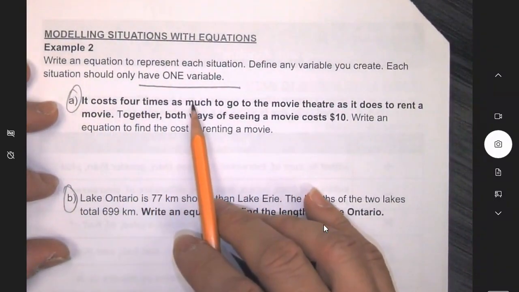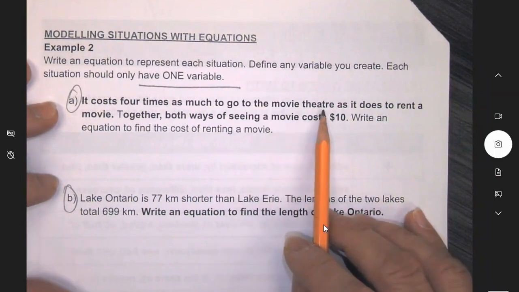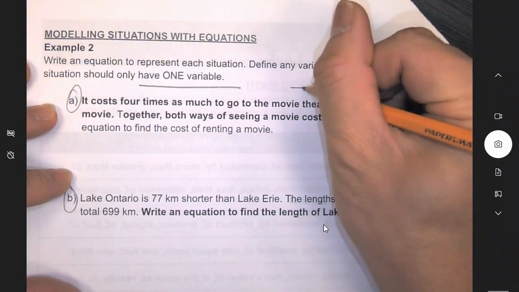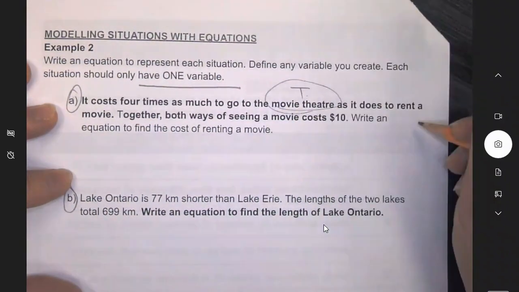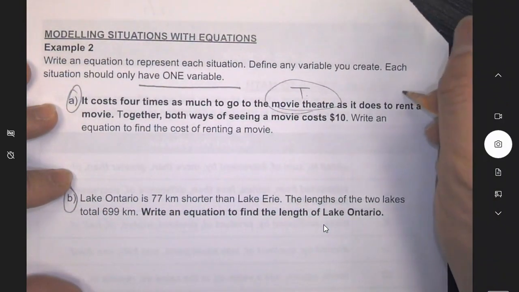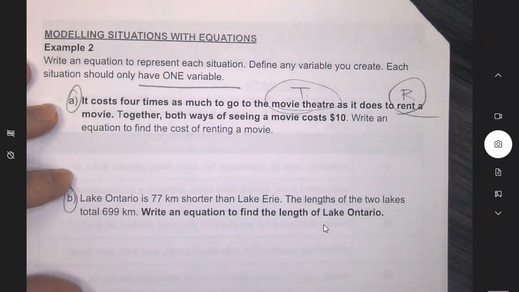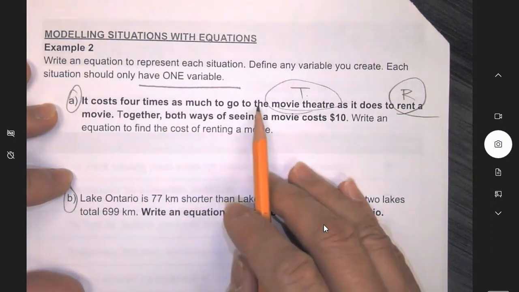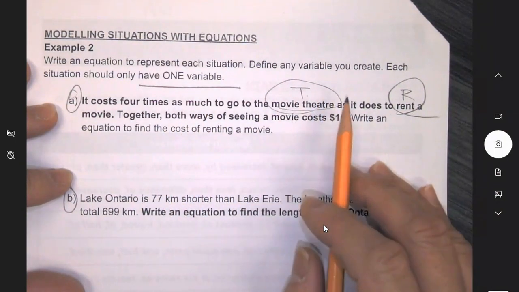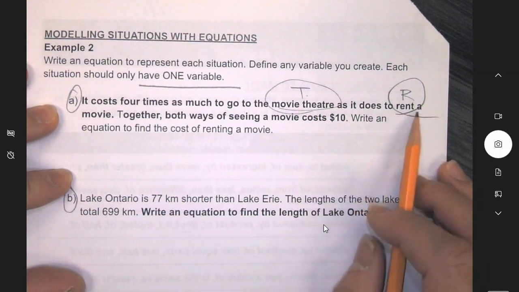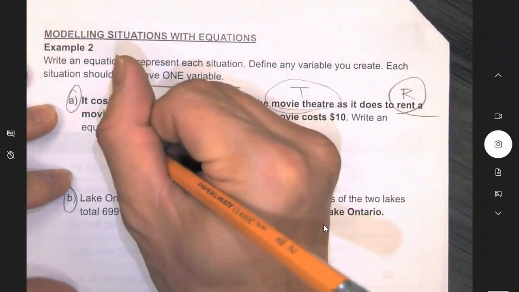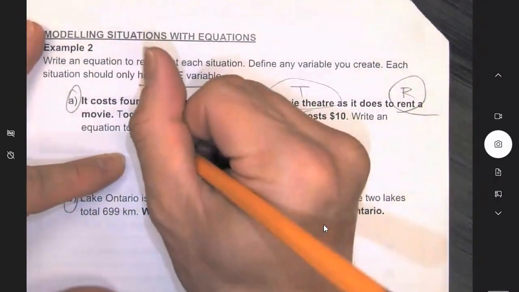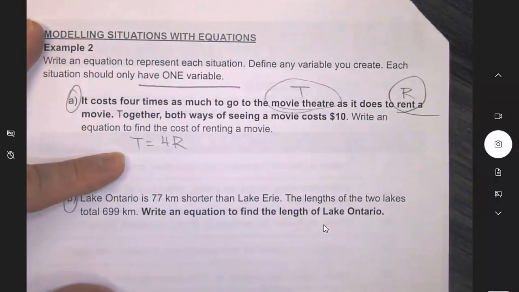It costs 4 times as much to go to a movie theater as it is to rent a movie. So let's just say T would be how much it costs to go to the movie theater, and R stands for how much it costs to rent. Okay, so the first line says it costs 4 times as much to go to a movie theater as it does to rent a movie. So in this case, how much it costs to go to the movie? That's 4 times R, or just 4R.